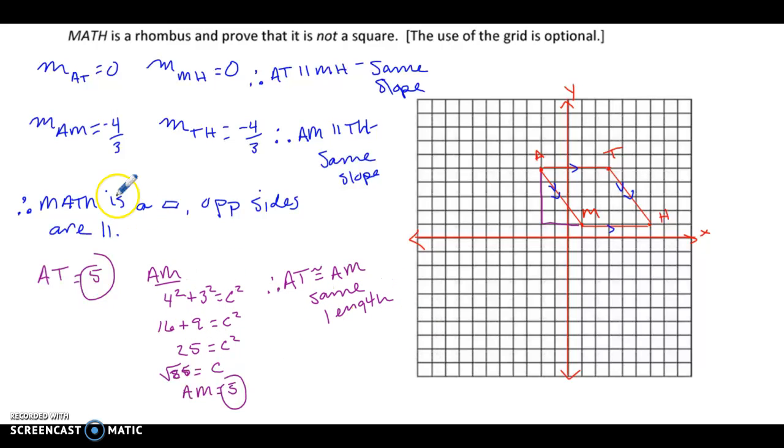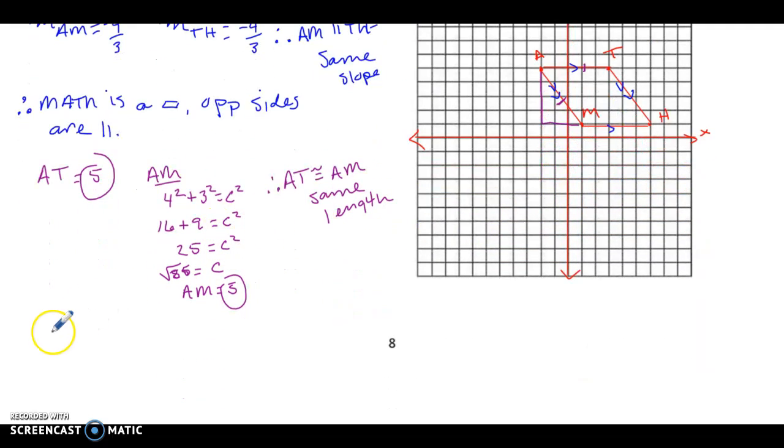Okay, so what I've done right now is I've shown that it's a parallelogram with consecutive sides congruent. And we talked about two classes ago, or really on Thursday, that this would then be a rhombus. So I'm going to say MATH is a rhombus because it is a parallelogram with consecutive sides congruent.